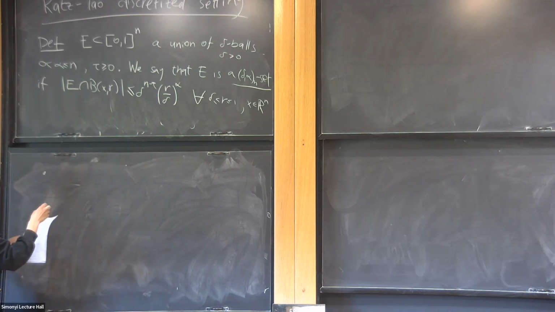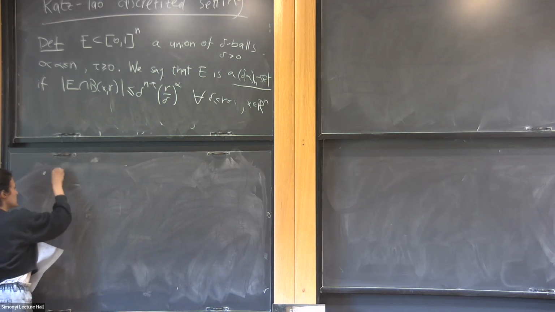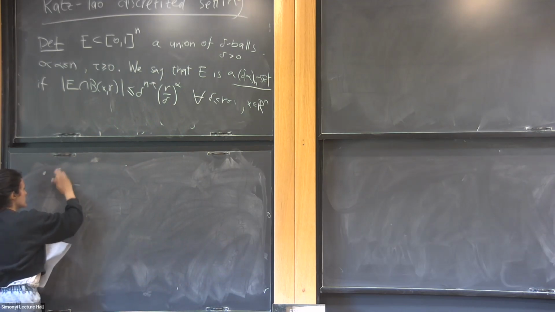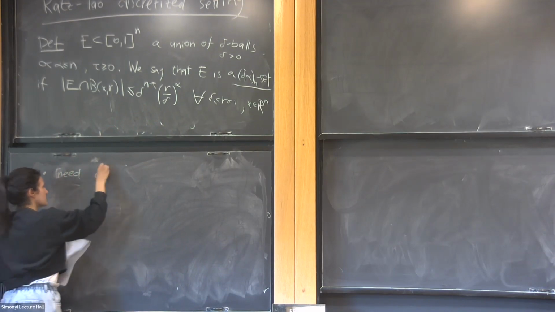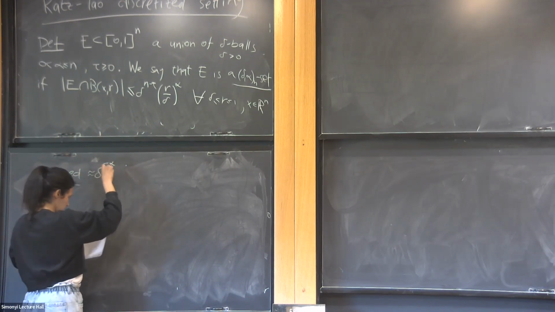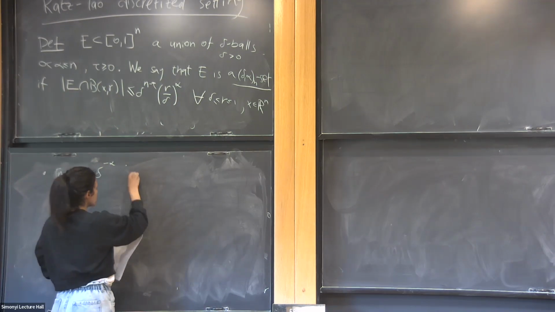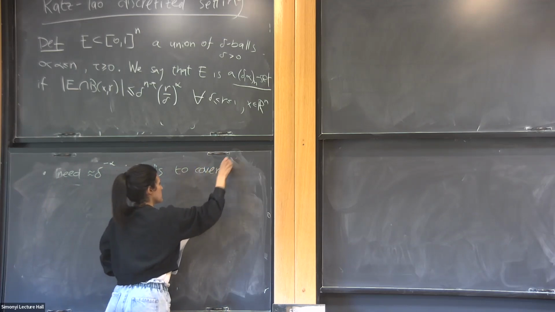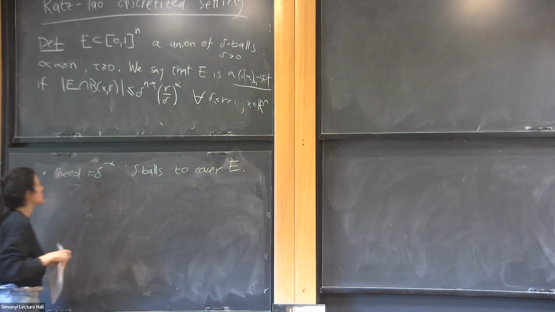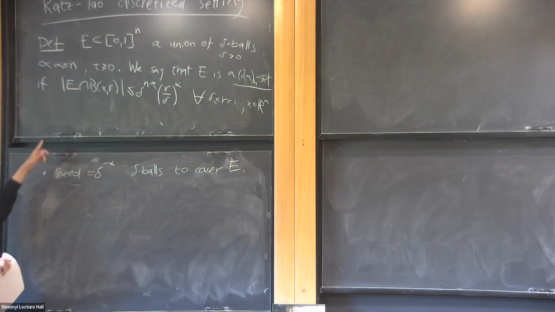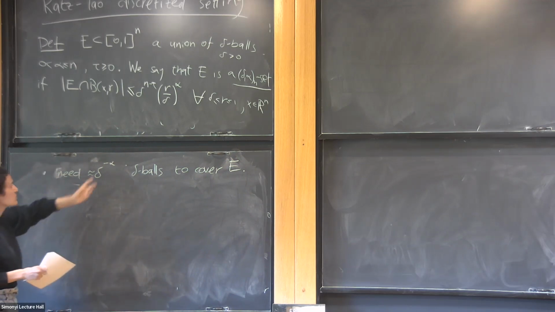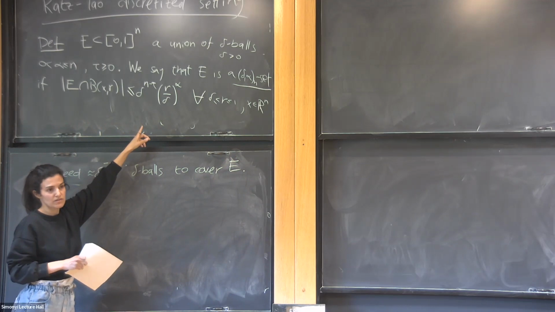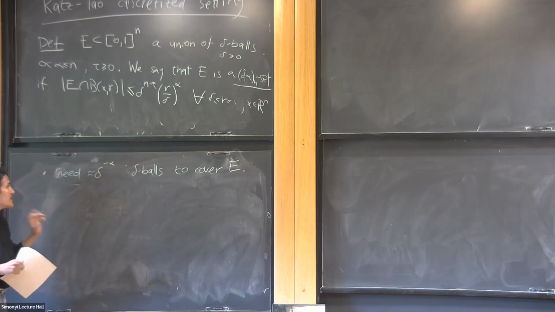If I took R to be 1, then E needs more or less delta to the minus alpha delta balls. This set E has volume at most delta to the power n times delta to the minus alpha. So if I want to cover it by delta balls, I will need at least this number of balls. This is how I think about it.